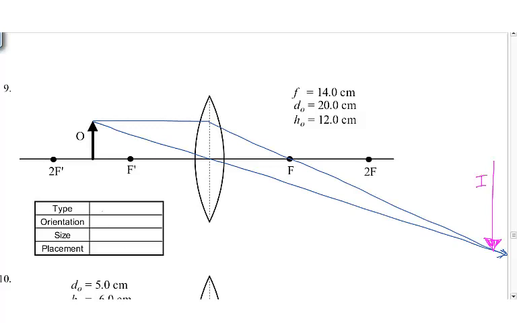The type of image is a real image because those light rays are converging. The orientation is inverted compared to the object. It's pointing in the opposite direction. And the size, as you can see, is larger.